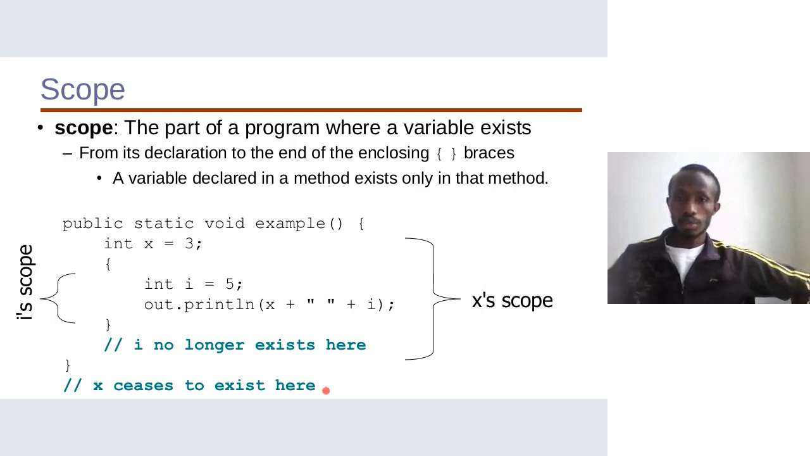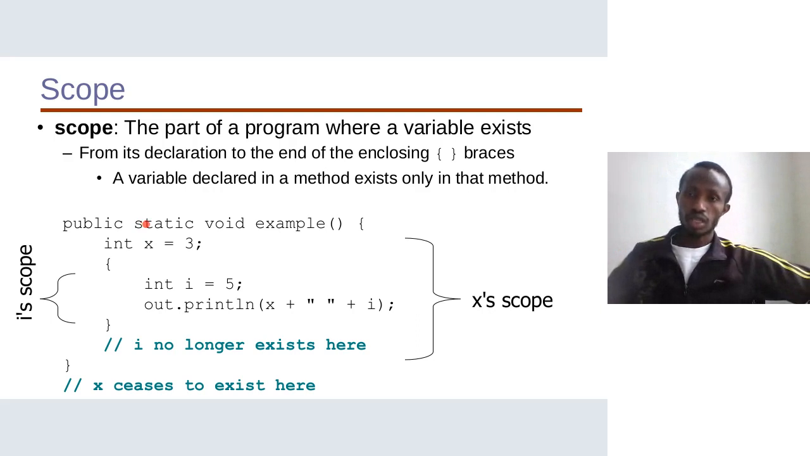Then the scope. The scope refers to the part of a program where a variable exists, and it is usually limited by curly braces. That means the variable will only exist within the two curly braces where it's declared. For example, int x will be visible from where the curly brace opens all the way to where it closes here. So that variable will be seen up to this point. But variable i will only be visible within here.